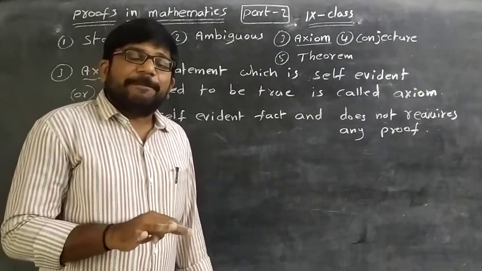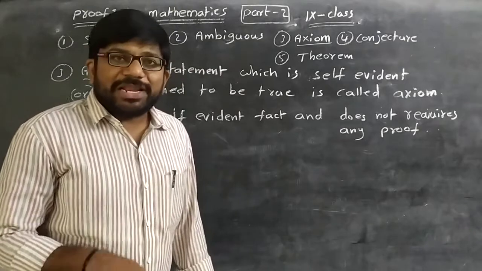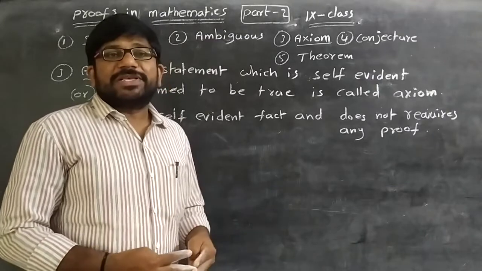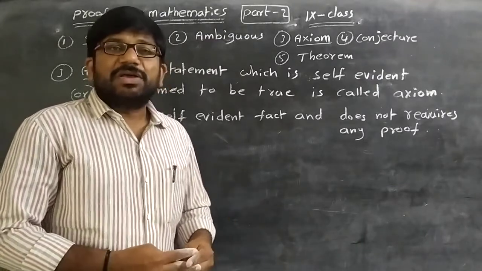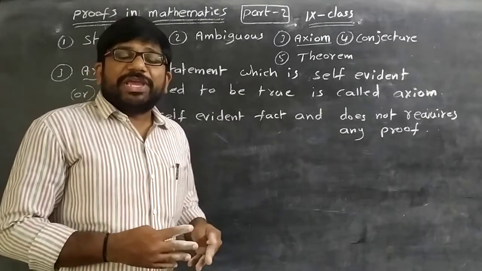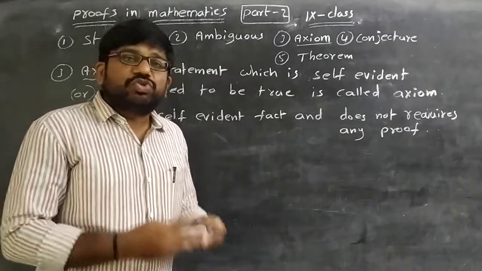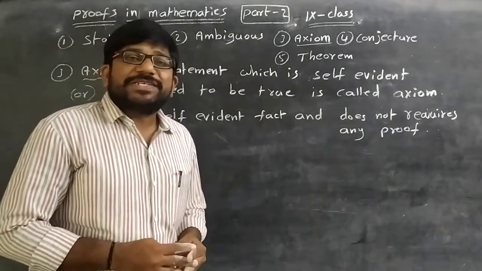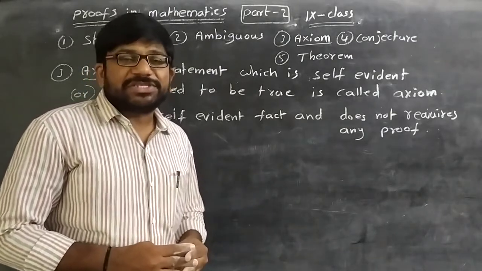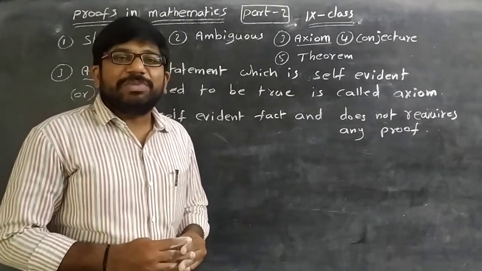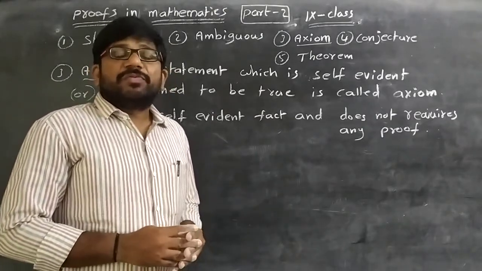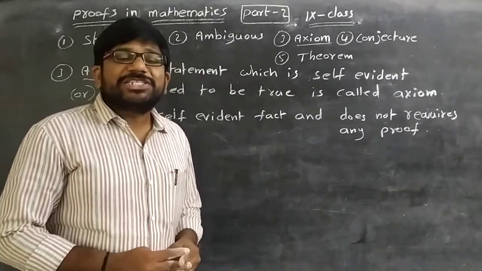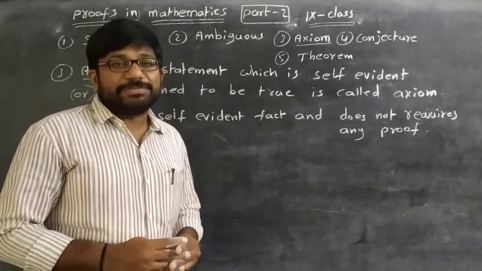So self-evident means in our daily life, daily we have seen some things. We observe some statements, right? By observing, we finalize the statements are true. So there is no proof, no need to prove. Such statements are called axioms. So once again listen, an axiom is a statement without proof. It is assumed to be true, right? Such statements are called axioms, right?